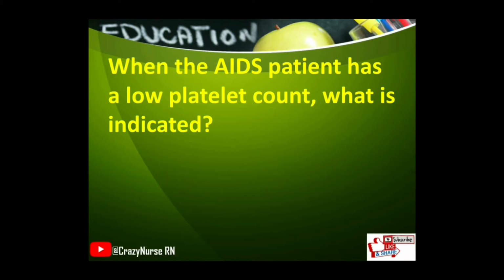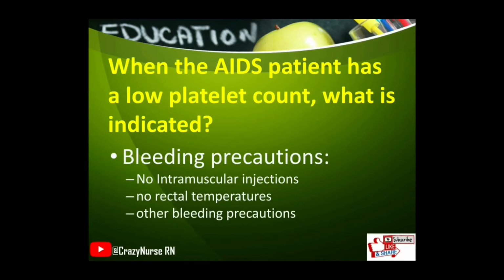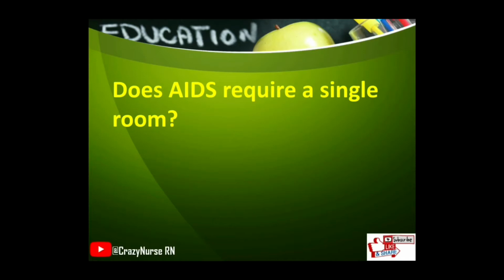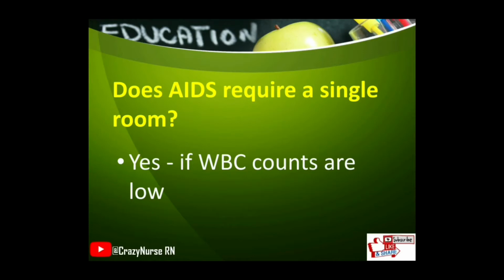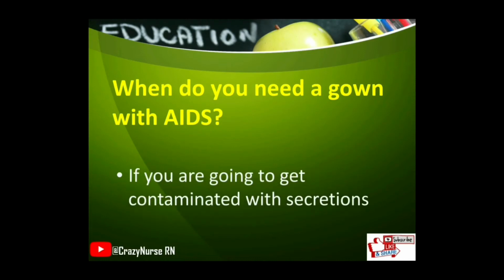When the AIDS patient has a low platelet count, what is indicated? Bleeding precautions. No intramuscular injections. No rectal temperatures, and other bleeding precautions. Does AIDS require a single room? Yes, if WBC counts are low. When do you need a gown with AIDS? If you are going to get contaminated with secretions.